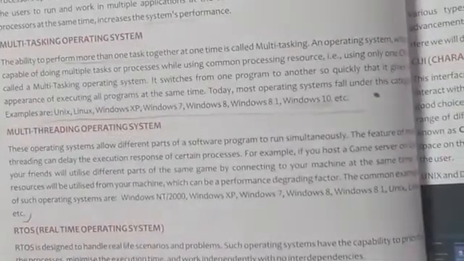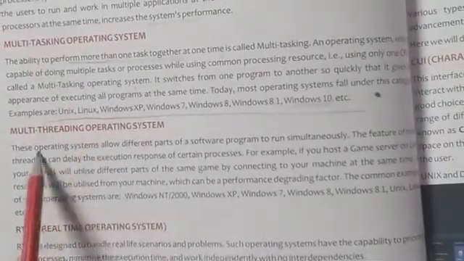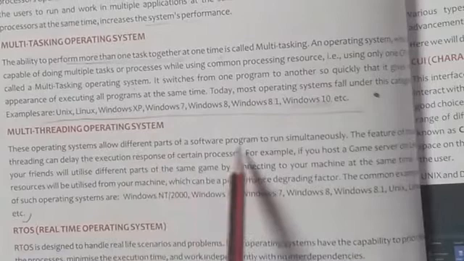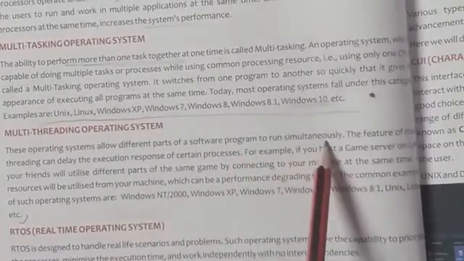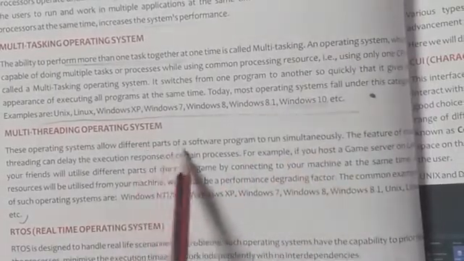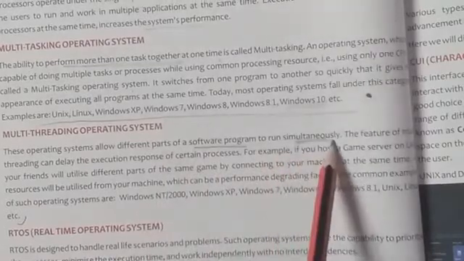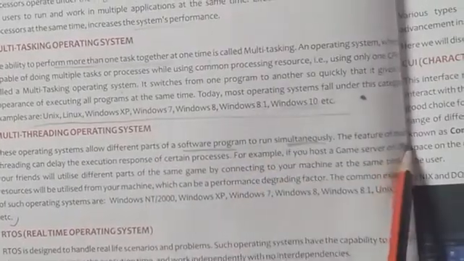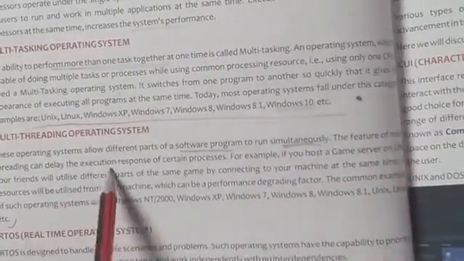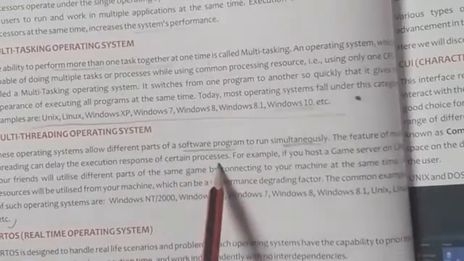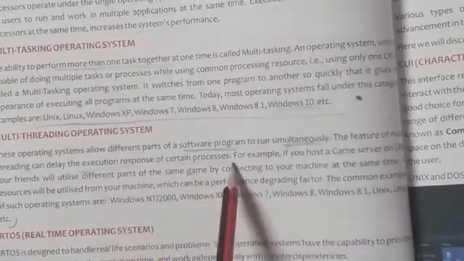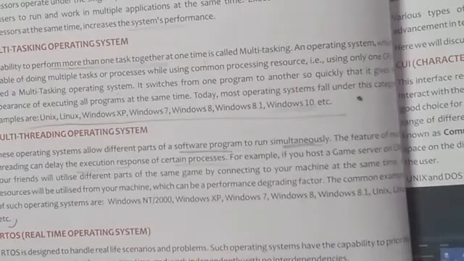After this we have multi-threading operating system. These operating systems allow different parts of a software program to run simultaneously. In this, different software will run simultaneously at a single time. So the feature of multi-threading can delay the execution response of certain processes. There can be a delay because at a single time we have to run multiple softwares.